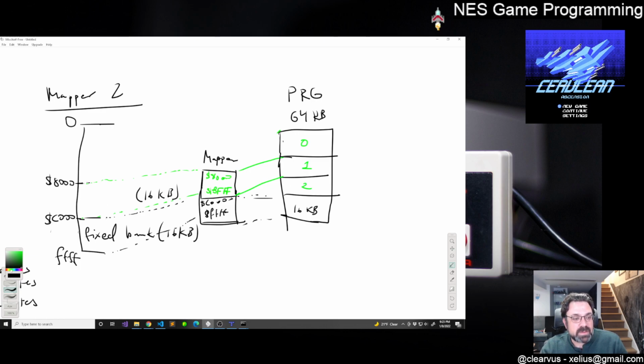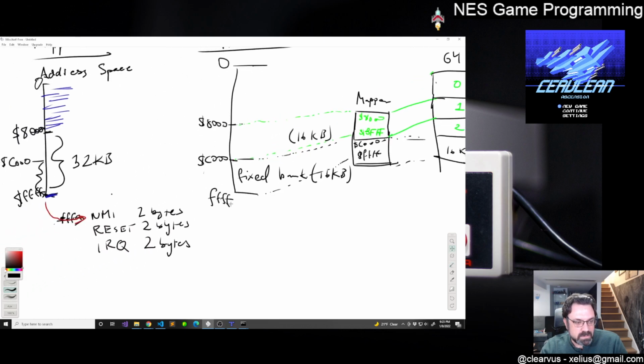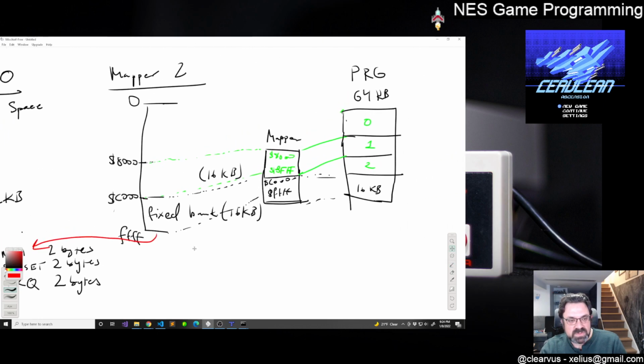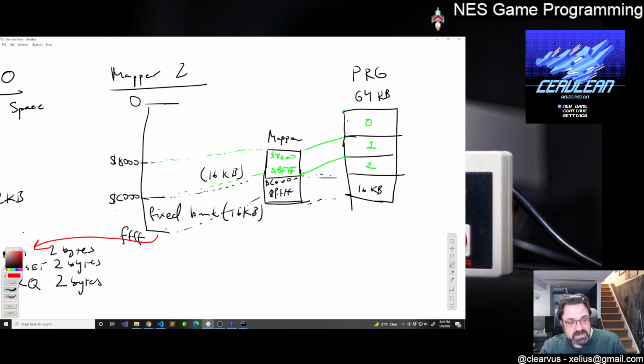Now, the benefit of having a fixed bank is that you can keep all your most important code that needs to be reused by everybody in this fixed bank. And that includes the 6 bytes for the vectoring that we talked about for NMI, reset, and IRQ. So that doesn't actually change here. This points at FFFA to the same thing at the end of address space. Because this is fixed and we know which bank has that address range, we know where we want to put these bytes for the address range.